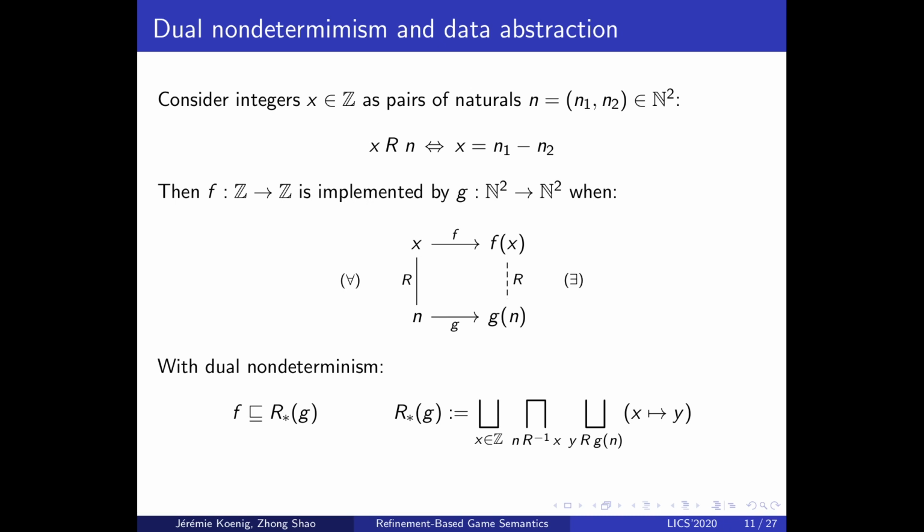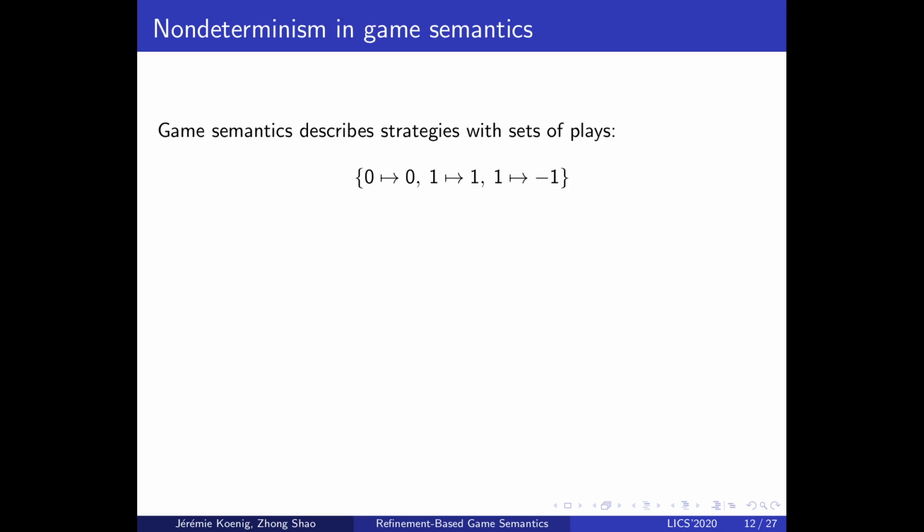Next, I'm going to talk about refinement and non-determinism in the context of game semantics. In game semantics, strategies are represented as sets of plays, or traces, and our elementary function specifications can be seen as a very simple form of plays. Each move in a play is assigned to either the environment or the system, and in our case, the function's input is a move of the environment, and the output is a move of the system.